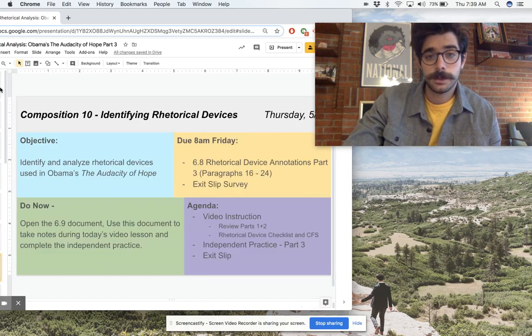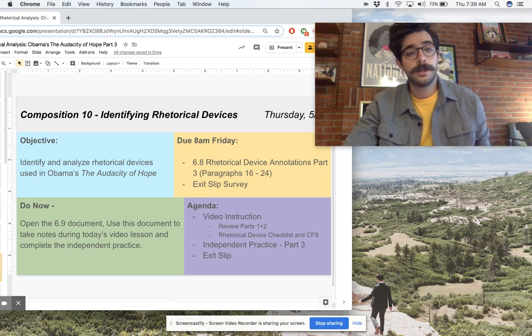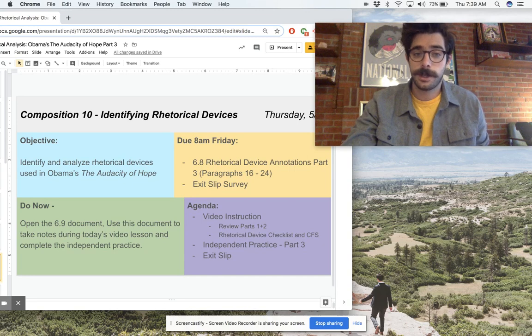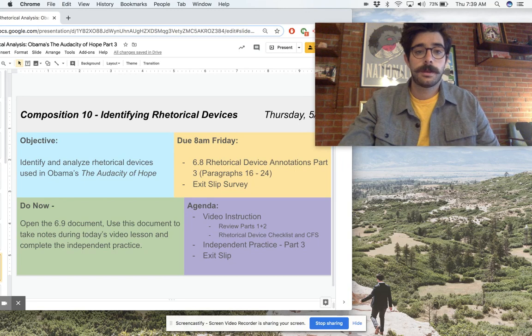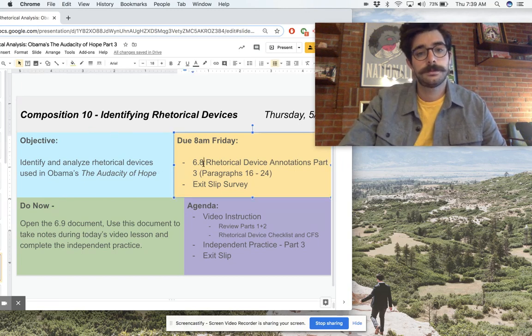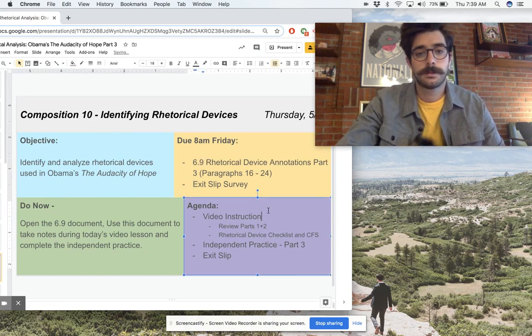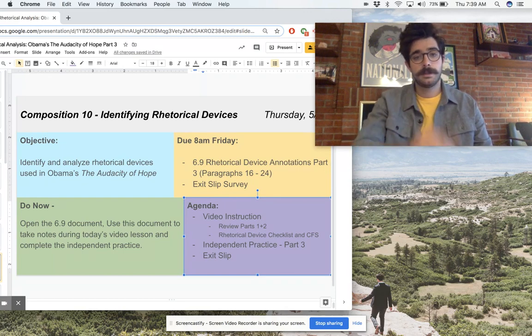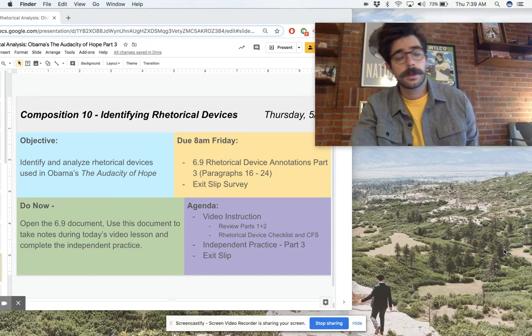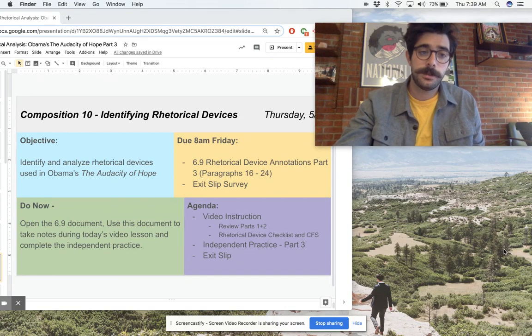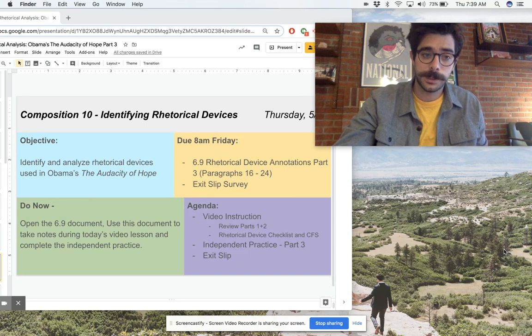With that in mind, let's jump into today's lesson. Today, we're going to continue identifying and analyzing the rhetorical devices that Obama uses in his speech, The Audacity of Hope. We'll be working in a document.